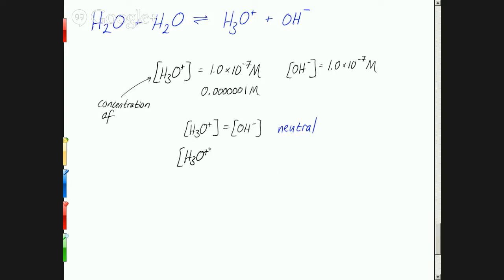If the hydronium ion concentration is greater than the hydroxide ion concentration, we call that acidic. So we have more hydronium, more positive ions in there. Well, not more positive ions, because there will still be other negative counter ions, but we have more hydronium than hydroxide. That's called acidic. And then if we have less hydronium than hydroxide, we call that basic.